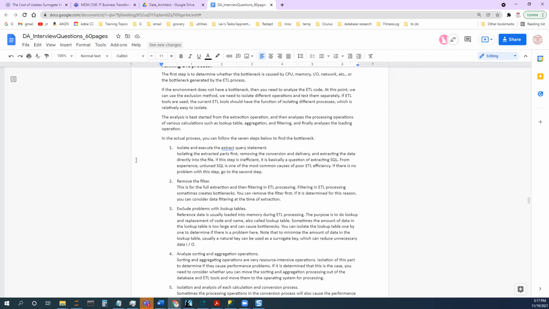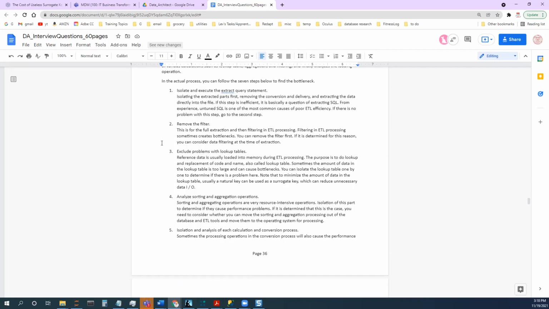So, isolate and execute the extract query statement. Isolate the extracted parts first, removing the conversion and delivery, extracting the data directly into a file. If this step is inefficient, it's basically a question of the extraction SQL. From experience, untuned SQL is one of the most common causes of poor ETL efficiency. If there is no problem in this step, go to the second step.